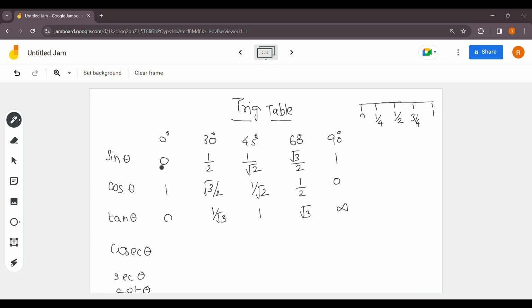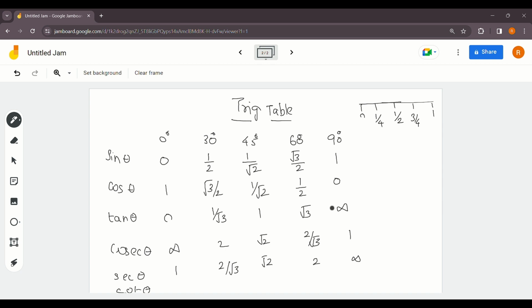So cosec is nothing but the reciprocal of sin, so it is 1 by 0, which is infinity, and 1 by half, which is 2, and 1 by root 2, that is root 2, and 1 by root 3 by 2, which is 2 by root 3, and 1 by 1 is 1. And for sec, you just need to write the values of cosec from right to left. So you get 1, 2 by root 3, root 2, 2 and infinity.